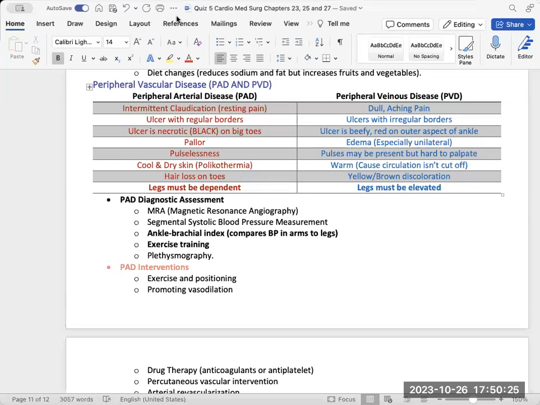They're going to have warm skin because the arteries aren't affected. The arteries cause that warmth to our skin, but it's not the arteries that are being affected, it's the veins. So we're going to have warmth because circulation isn't cut off. We're going to have pulses because the arteries aren't being damaged in any way in peripheral venous disease. I just wanted to put those things out, and legs must always be elevated.